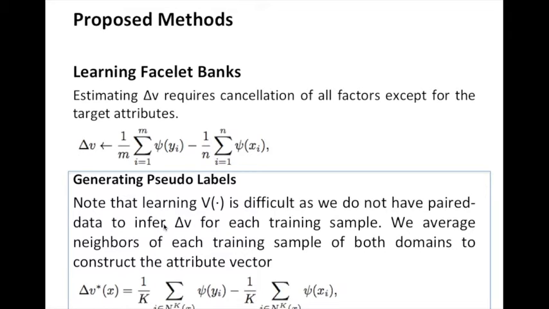And we begin by learning facelet banks. This learning of facelet banks is useful for estimating delta V, which requires cancellation of all factors except for the target attributes. So here we can see delta V.